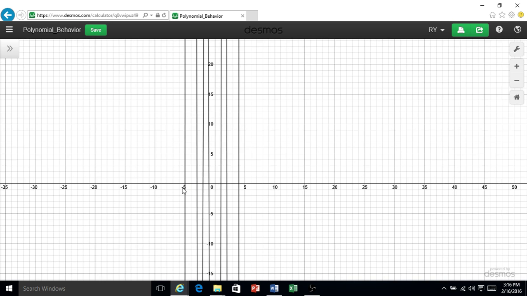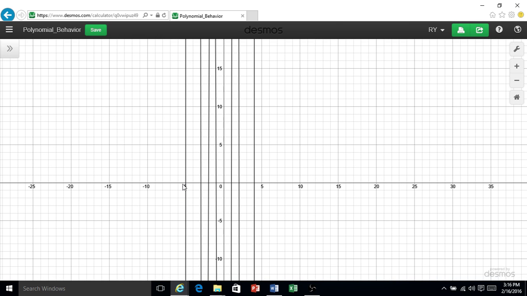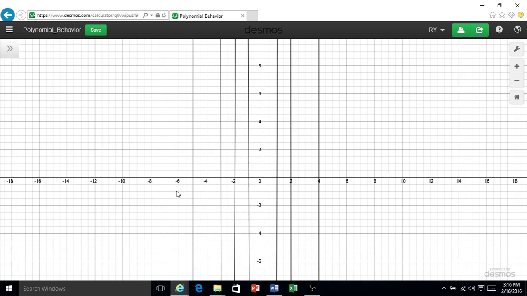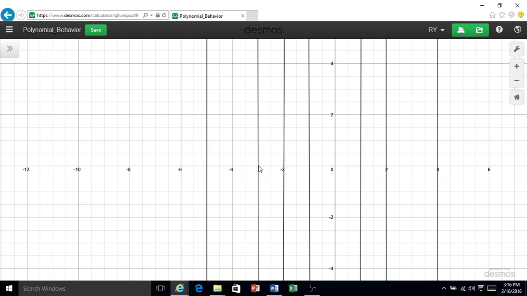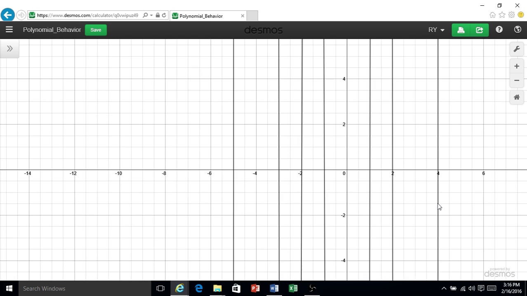You can see there's a root here, passes at x equals -5, at x equals -3, -2, -1, 1, 2, and 4. So that should be 7 roots.